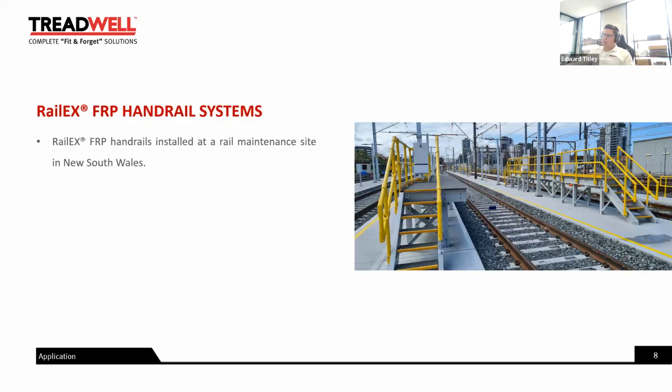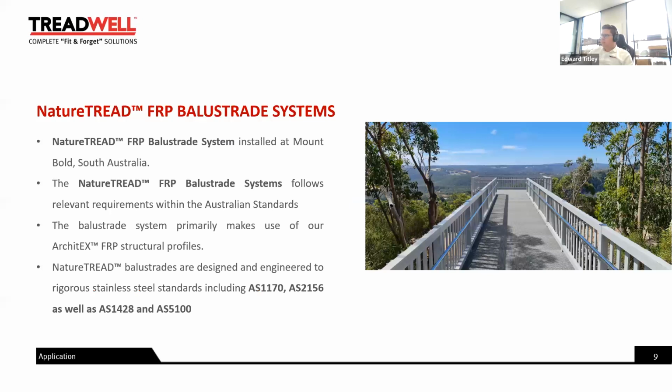So a couple of applications just to have a look at and think about. This is our Rail-X FRP handrail system, which is tested and compliant to AS 1657 2018. These are installed in a rail maintenance site, so the access for this structure would be maintenance personnel. It's back of house, if you will, and hence an AS 1657 handrail is the most appropriate there.